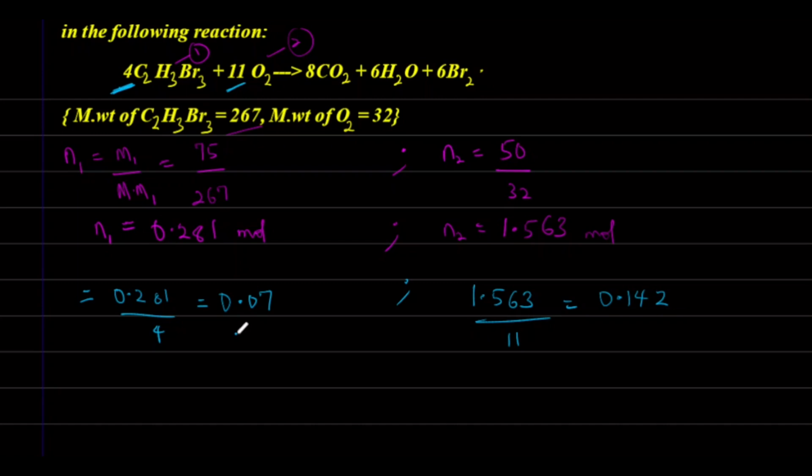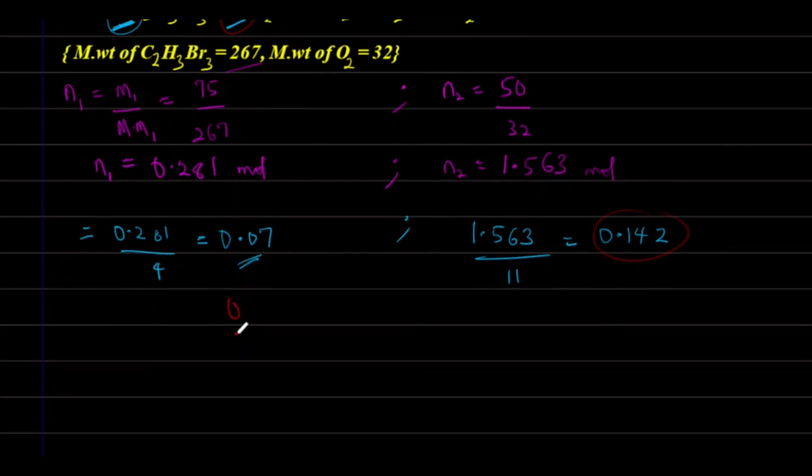So after we have followed step B, which says to divide the moles we have calculated by the stoichiometric coefficient: for the first reactant, its stoichiometric coefficient is 4, and when we calculated it, it gave us 0.07. While for the second reactant, its mole is 1.563 divided by its stoichiometric coefficient, which is 11, and that gives us 0.142. So if you look at the two, 0.07 is less than 0.142. Since it is less, that means the first reactant is our limiting reagent, and it is the one that will determine the end of the reaction.